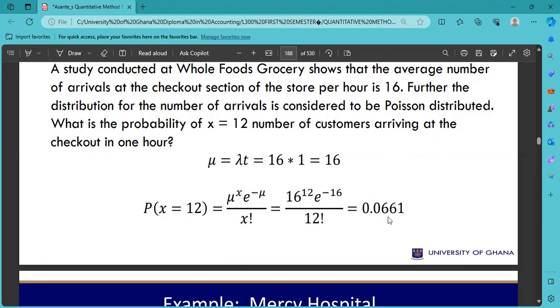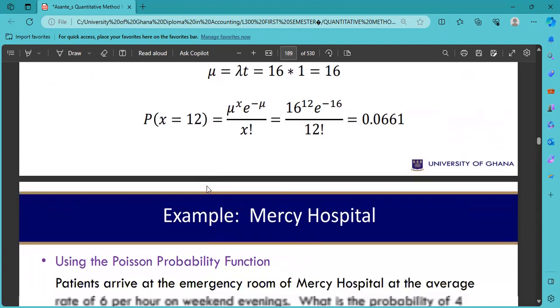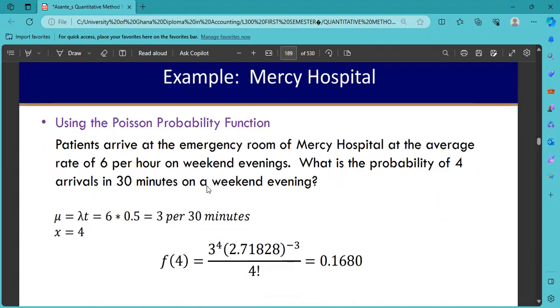It's so simple. Once you remember the formula, remember that in exams, the formulas will be given. I don't know whether Poisson, but most often they give us the tough formulas, but the easy ones, I don't know. So this is another example.